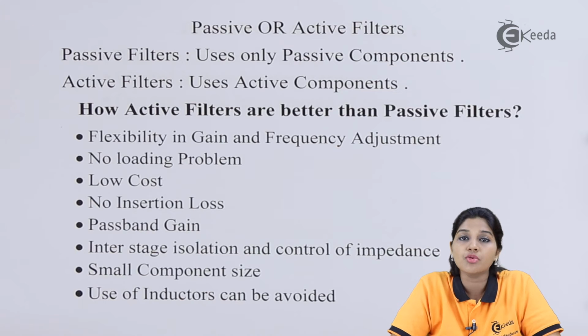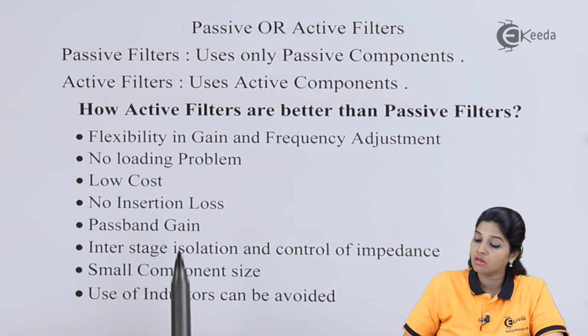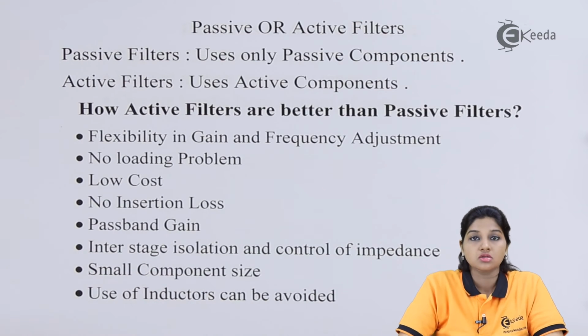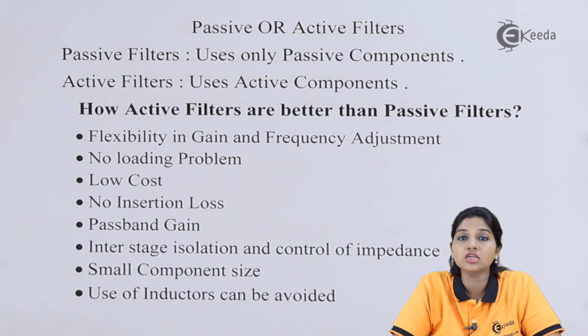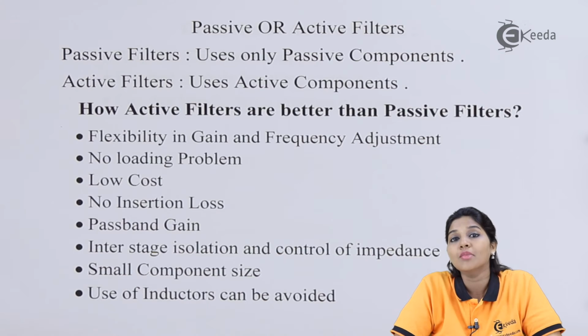The next advantage provided by an active filter is no insertion loss. In case of active filters, there is no insertion loss, whereas in case of a passive filter, the signal may get attenuated in the passband also.